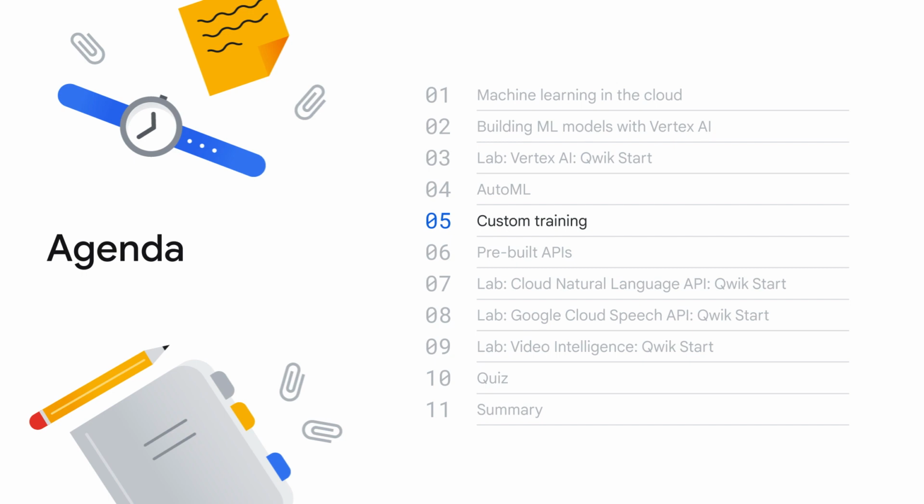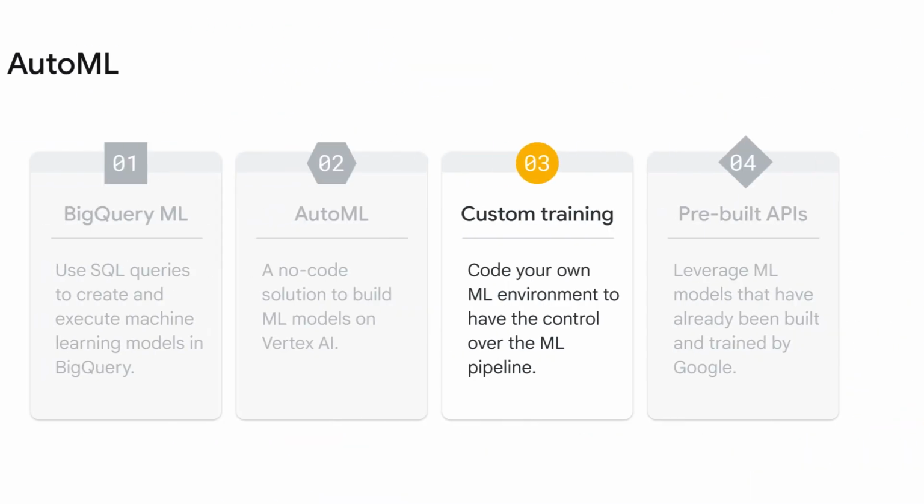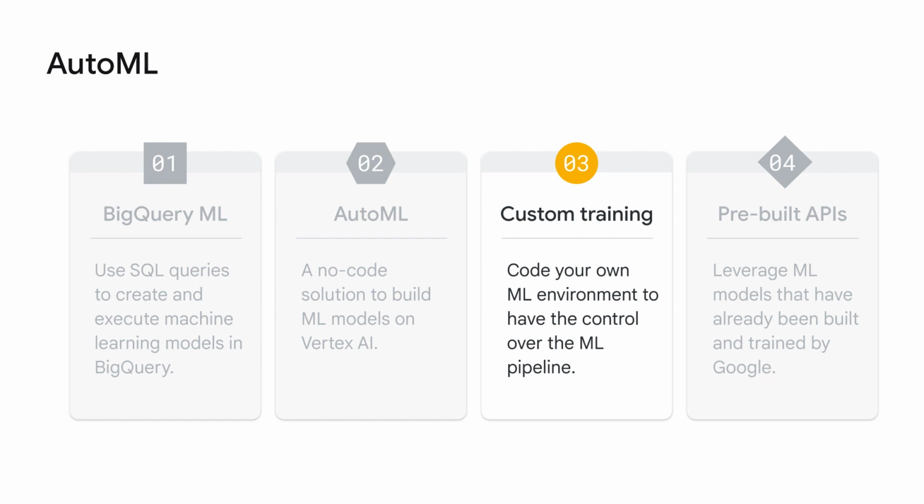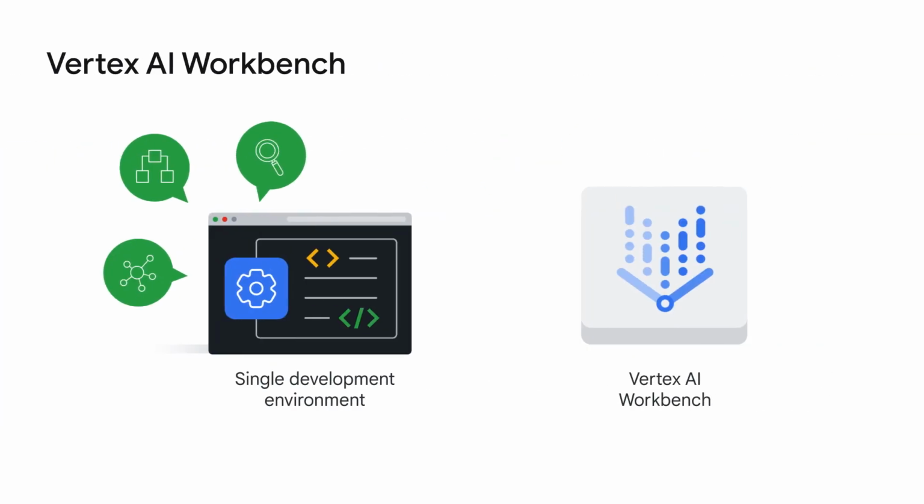Now let's explore custom training. Custom training lets you code your own ML environment to control the entire ML development process, starting from data preparation to model deployment. If you want to code your machine learning model, you can use this option by building a custom training solution with Vertex AI Workbench.